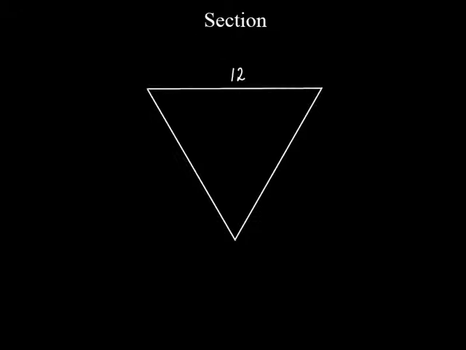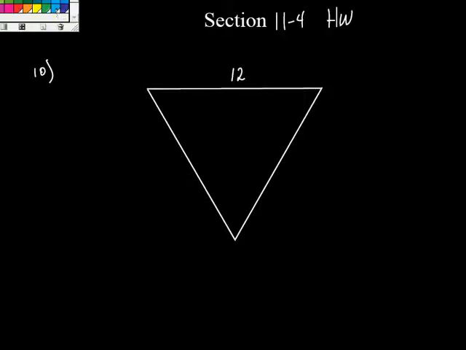We are going over section 11.4 homework, and we're starting with number 10. What does it say? Find the area of each regular polygon. If it's a regular polygon, what's true about all three sides and all three angles? They're equal. You should be able to get this one. It's 11. 11, I didn't get.